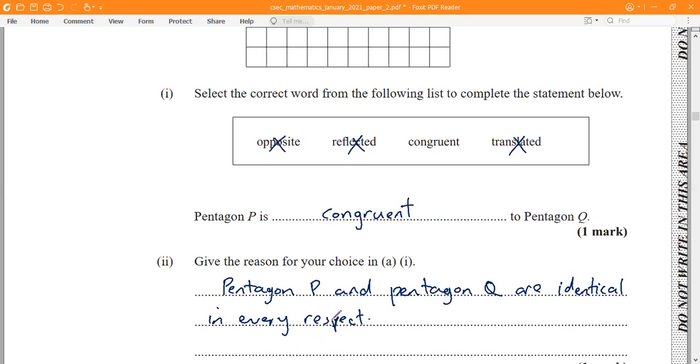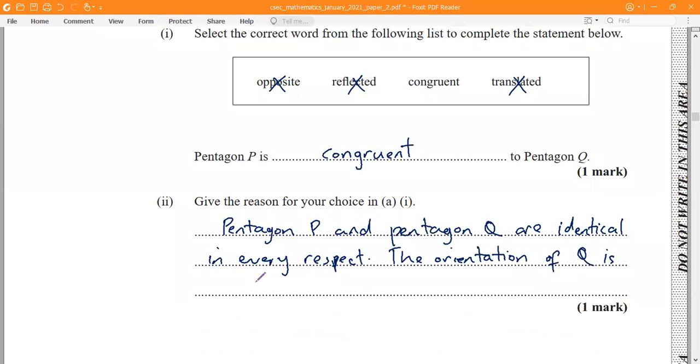Also, we could say that the orientation of Q is different from P, which rules out translation. So it cannot be a translation because the orientation of pentagon Q is different from that of pentagon P.